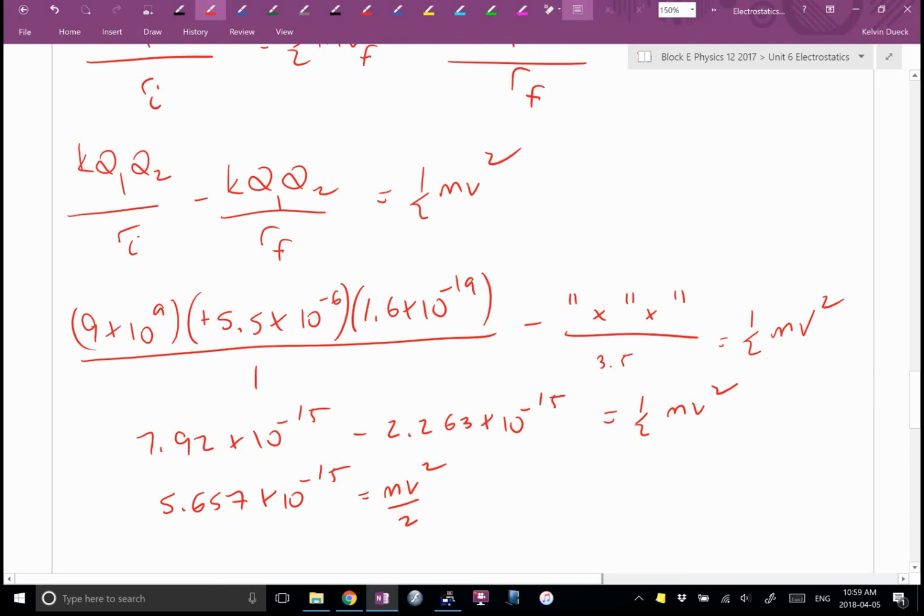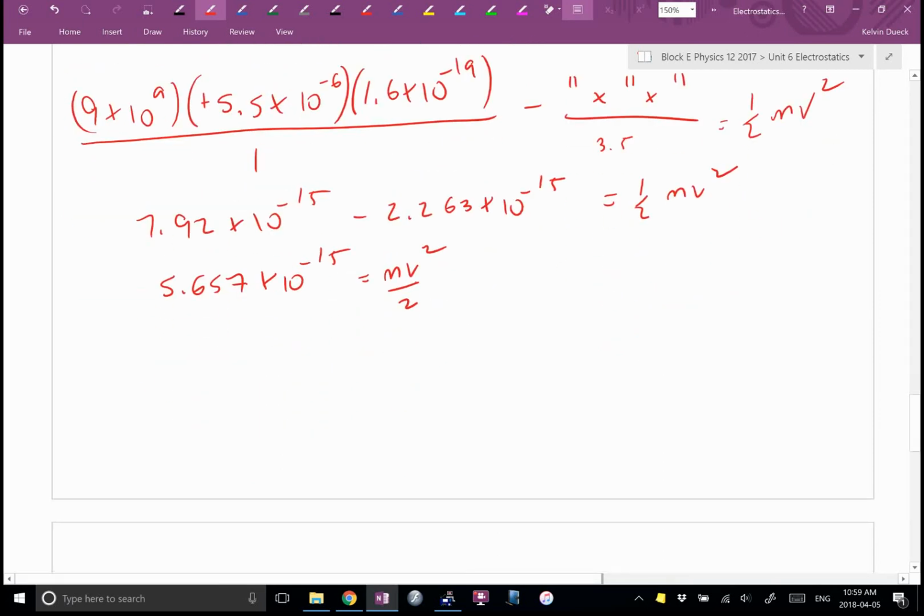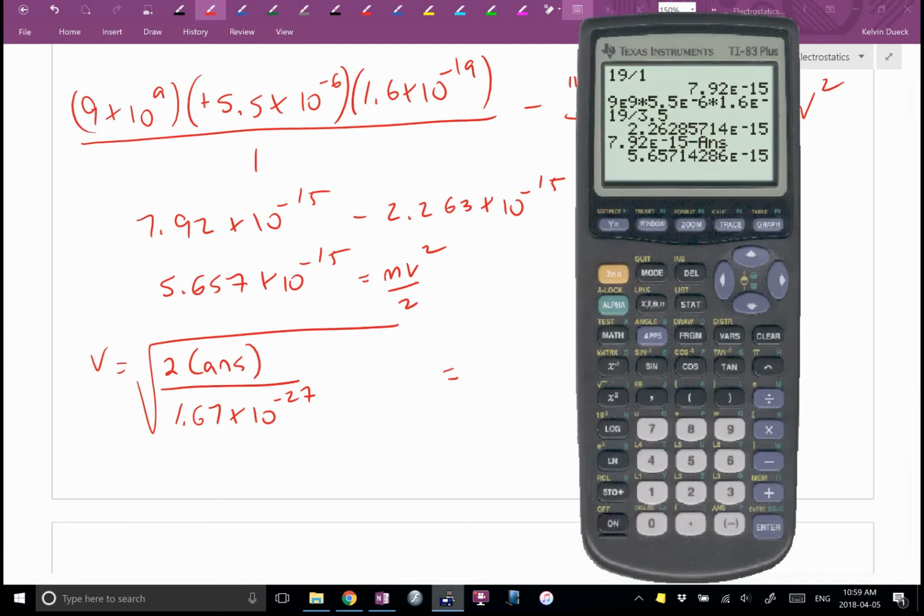Final step: how do I get the v by itself? There's an m; times by 2, divide by m. Which m? It's a proton. So it's going to be the square root of 2 times my answer divided by the mass of a proton. I know a proton is 1.67, but I can never remember the 10 to the negative 27. That might be a dumb way to remember it. I can always look it up too.